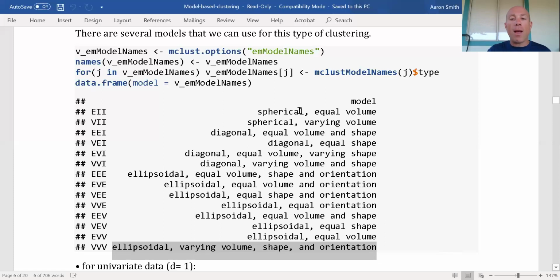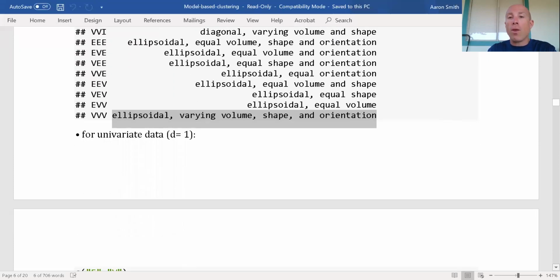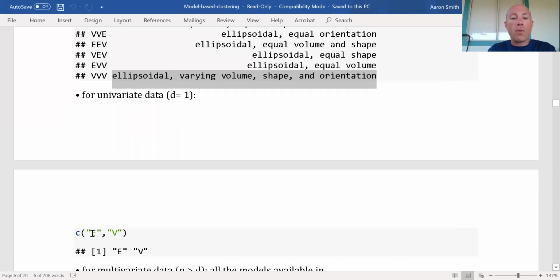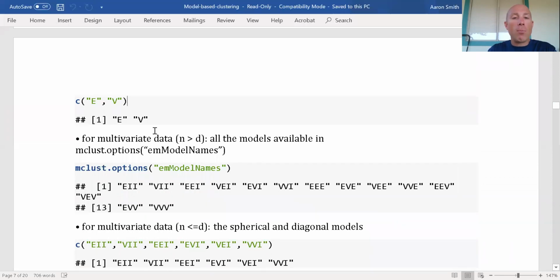But if I have very little data, I'm going to have to make a lot of assumptions about what's going on. Right now, if I'm dealing with univariate data, so that's one dimension, I can go just E and V, so we go equal and varying on the dispersion of the model. If I'm dealing with multivariate data where I have more observations than I have dimensions, then I can use any of the ones listed in the EM model names. So here are all the options that I can put into the model.